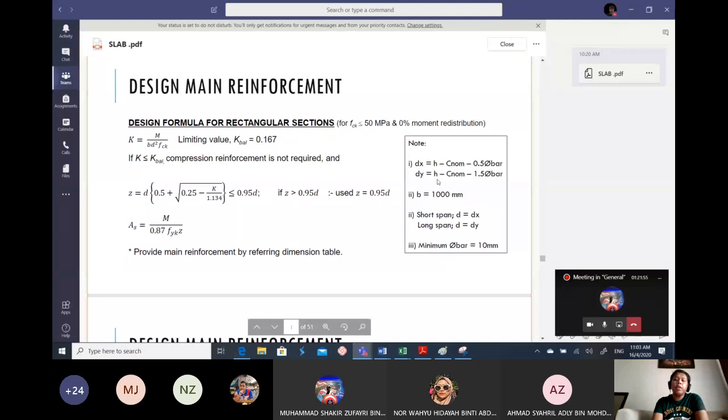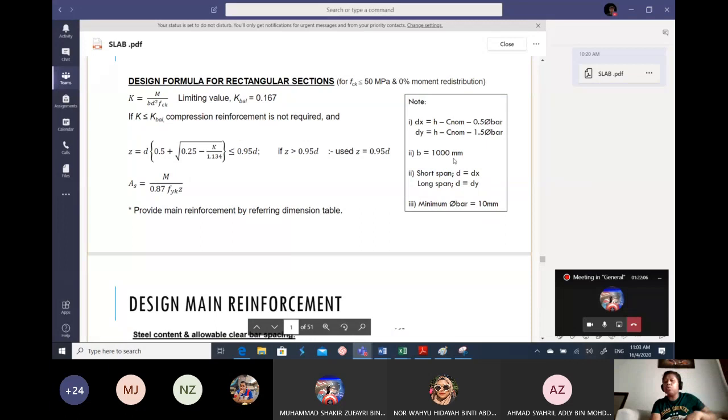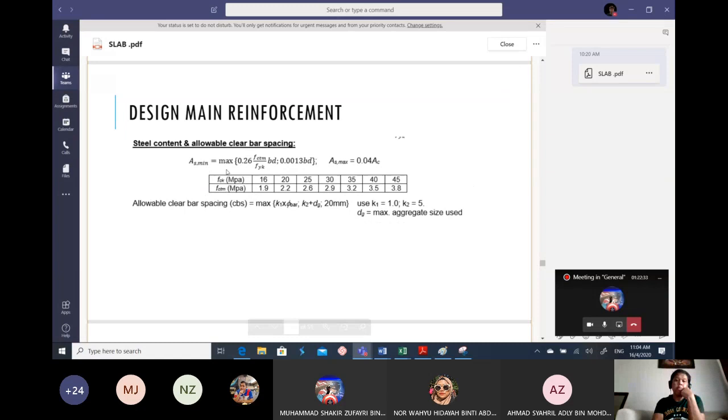Okay, kalau untuk two-way slab, kita akan ada DX and also DY. This is formula for DX and also DY. B is equal to 1000 sebab saya dah explain tadi, we design for every single meter span. Short span adalah D, we will use dia punya effective depth, kita akan guna DX, long span kita akan guna DY. This is specifically for two-way slab. Kalau untuk one-way, kita akan guna DX sahajalah. Minimum diameter bar is 10 millimeter. Ini adalah design reinforcement untuk AS minimum dia dan juga AS maksimum.